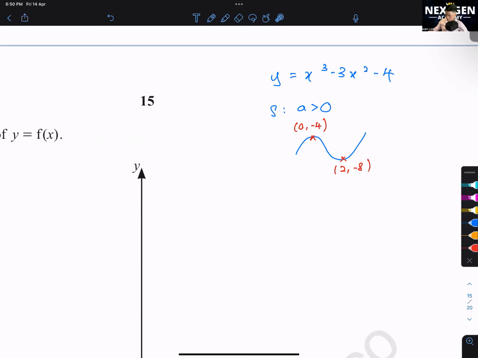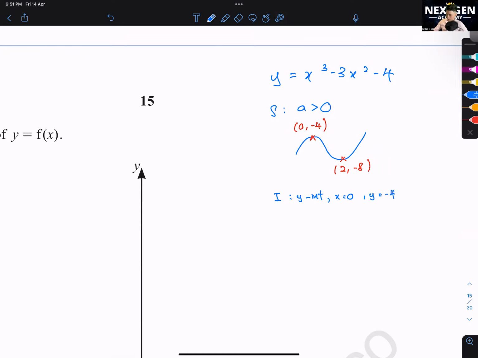Okay, what else do we need? We need to know where it intercepts. Where does it intercept on the x-axis and y-axis? So if you see here, the y-intercept we actually got already. The y-intercept is when we sub in x equals 0. This one 0, this one 0. You will see y is equal to -4. Okay, so here is (0, -4).